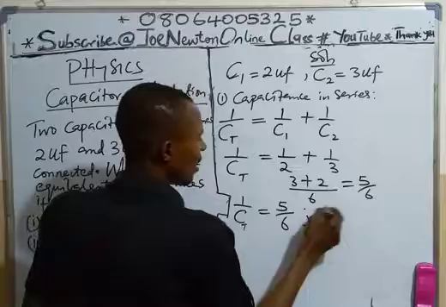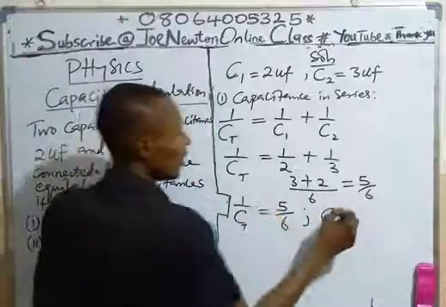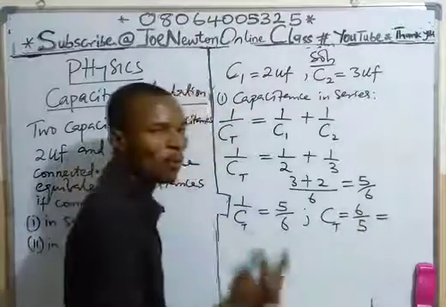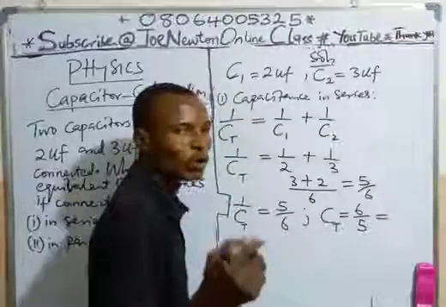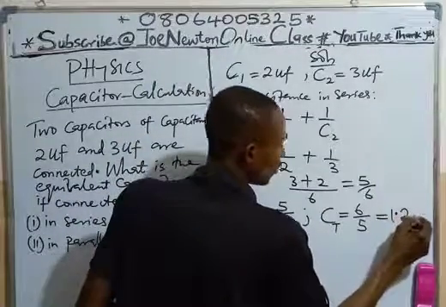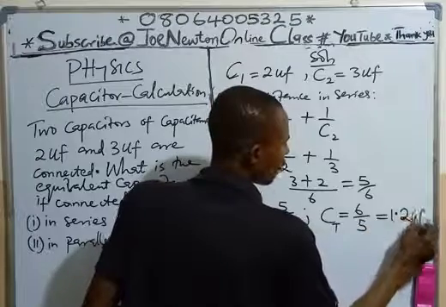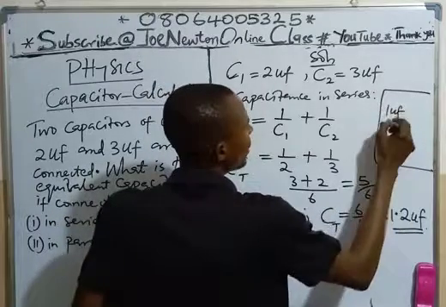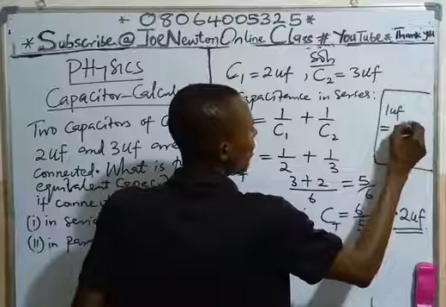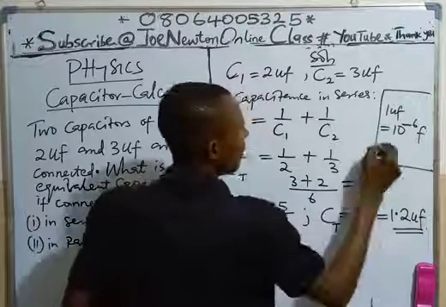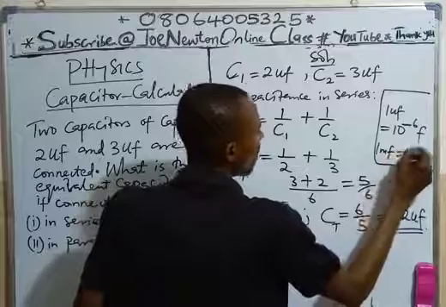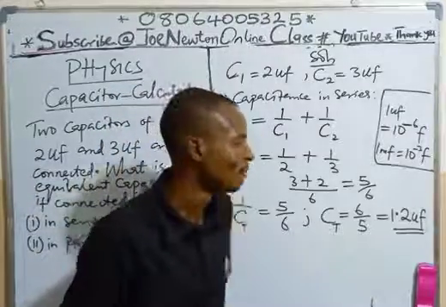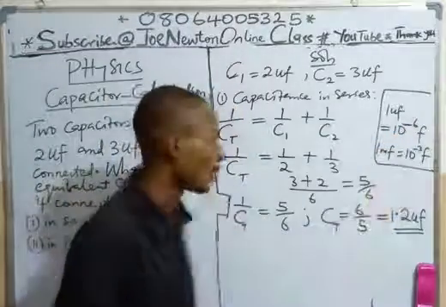Which means by implication, our C total, you take the reciprocal of this, will now be equal to 6 over 5, which is 6 divided by 5, have one whole number, 1 over 5. And 1 over 5 is 0.2, goes to 1.2, so you get about 1.2 microfarad. Then if you want to convert to farad, recall that 1 microfarad is equal to 10 raised to the power minus 6 farad. But 1 millifarad is equal to 10 raised to the power minus 3 farad. In case you want to convert to farad, if the question demands that, you multiply this by 10 raised to the power minus 6. Okay.